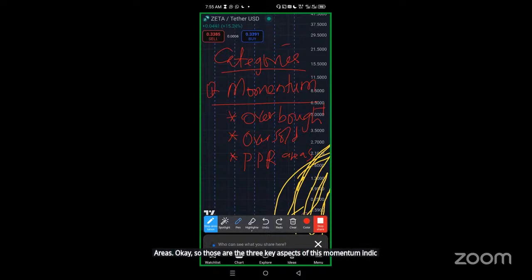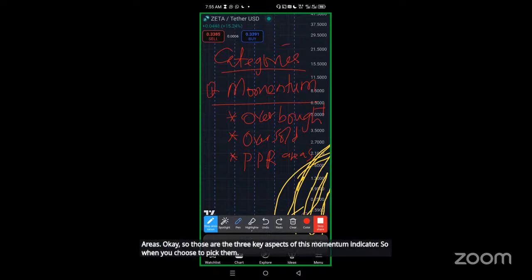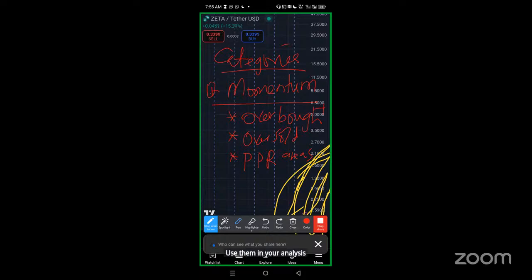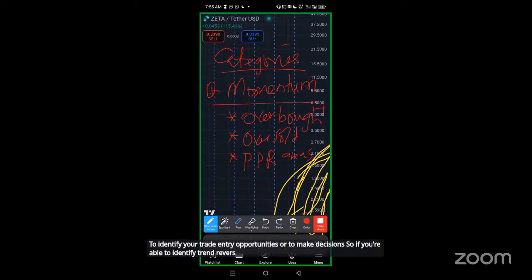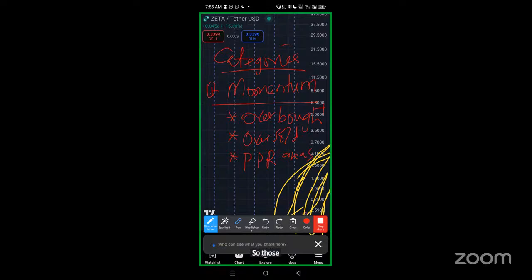So when you choose to use them in your analysis, these are the areas that you would be focused on to identify your trade entry opportunities or to make decisions. So if you're able to identify trend reversal or price reversal areas, then I think that's the most amazing thing, because it will help you not to just trade blindly. Yeah. So those are the momentum indicators.